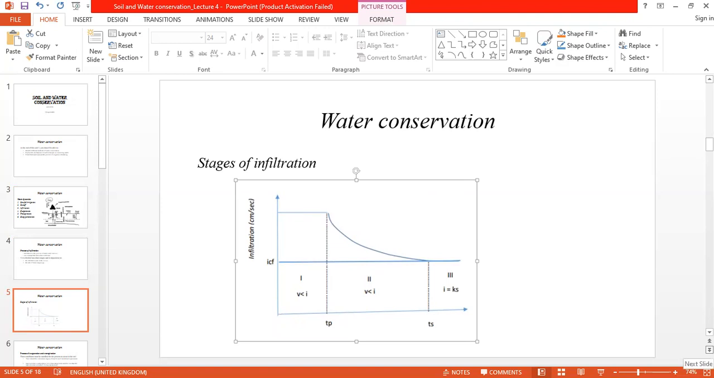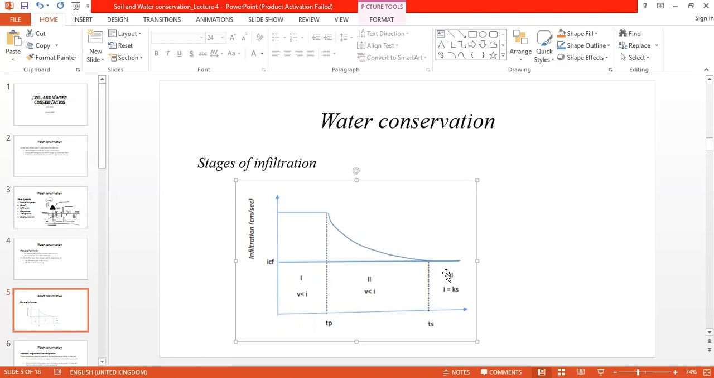So irrigation is equal to KS, or in stage 3? Yes, in this stage, the I is infiltration. Infiltration is equal to the saturated hydraulic conductivity when we reach stage 3.